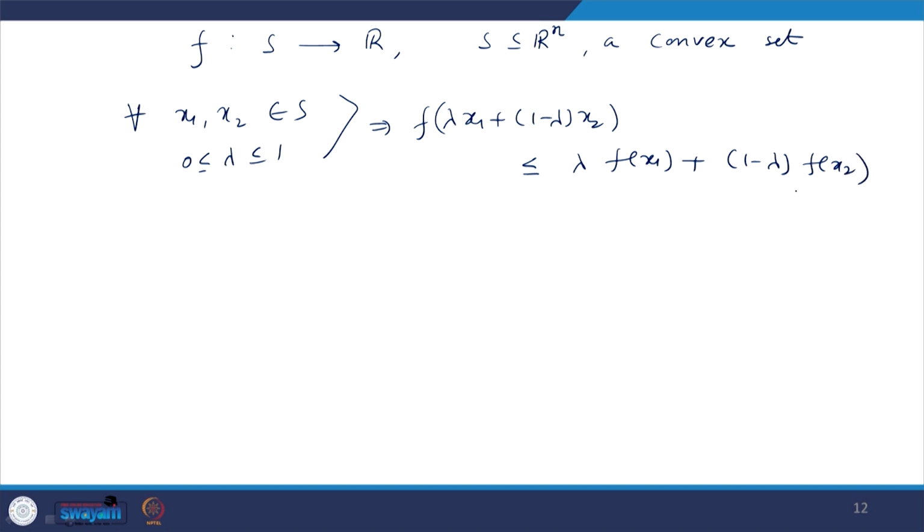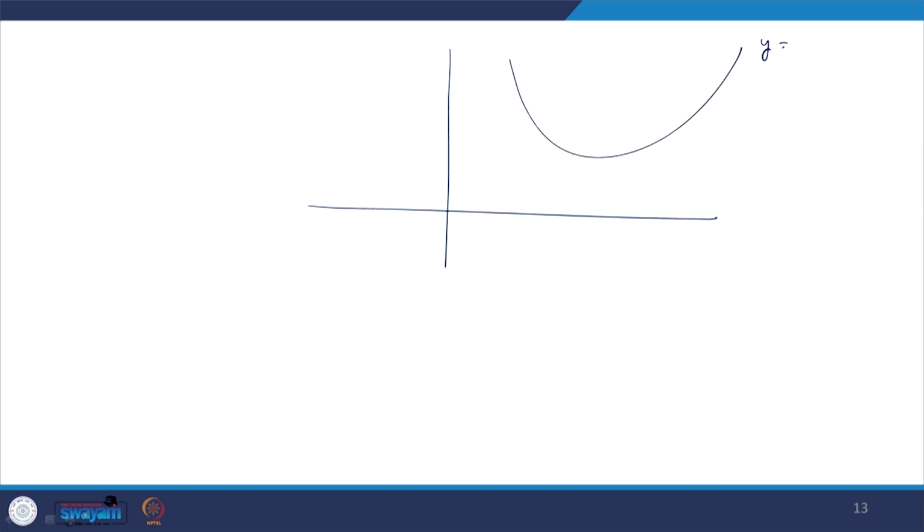So, what is the geometrical interpretation of this definition? Let us try to understand that also. Suppose you have this type of curve. This is y equal to f(x). Now, you take any two arbitrary points on the curve, say x1 and x2.